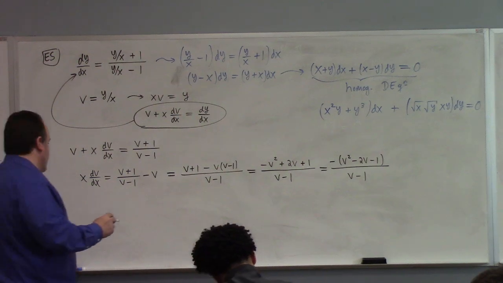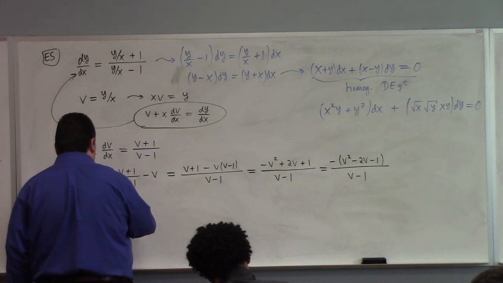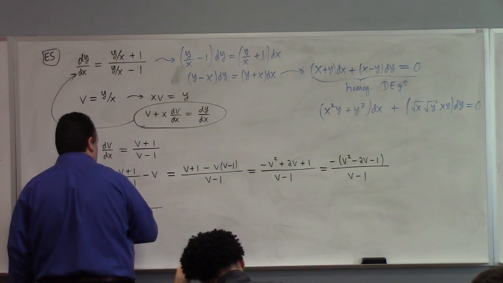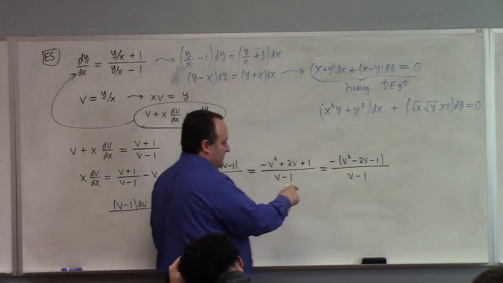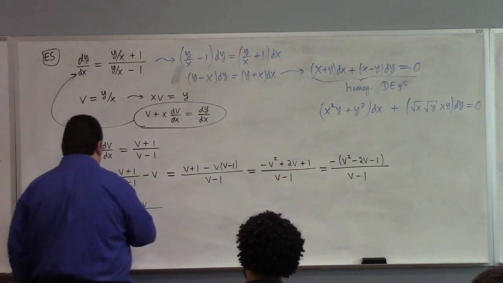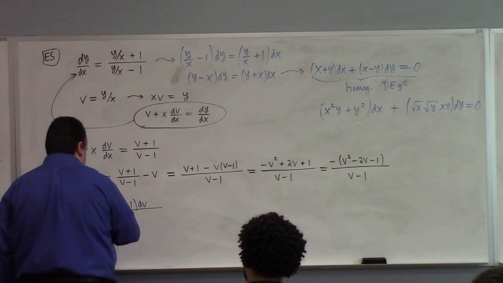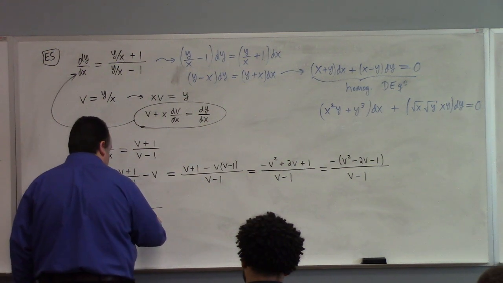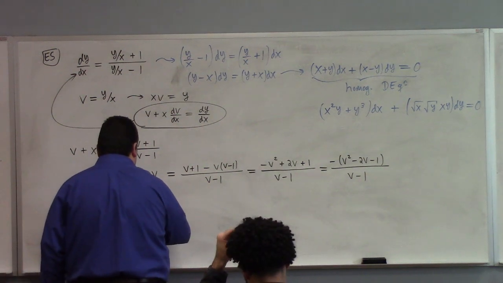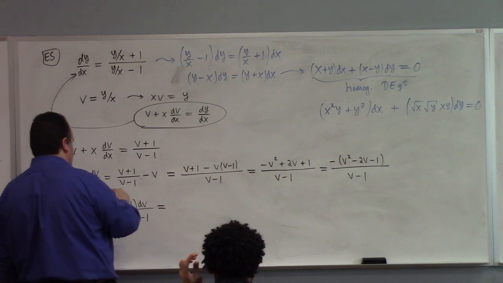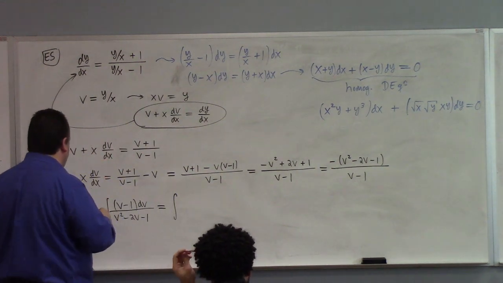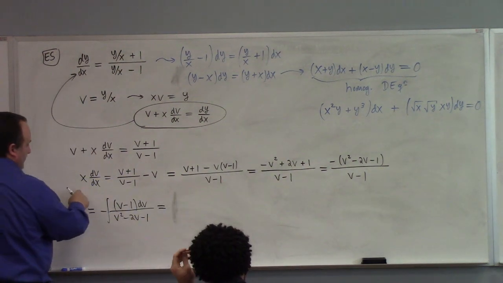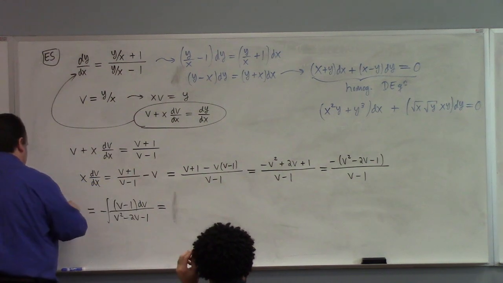So separate variables now. What we get then is v minus 1 times dv divided by, let me absorb the minus into this. Well, I don't know. Fine, I'll leave the minus out here. I hate these, this minus is the bane of my existence here. v squared minus 2v minus 1. And that's equal to what? Integral of, let me put that over here. Integral of what? Yeah, so I put the dx over there. Yeah, dx over x. Thank you.